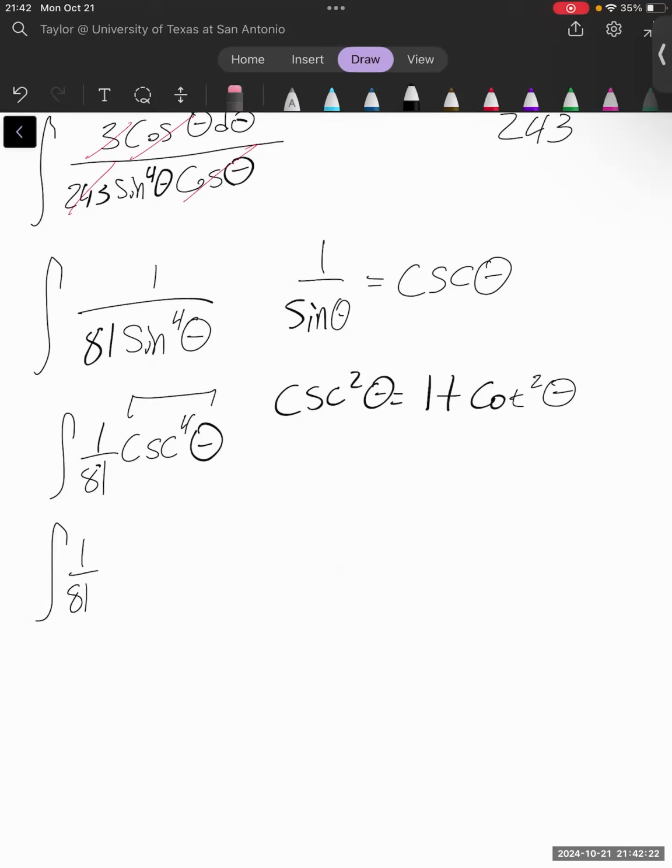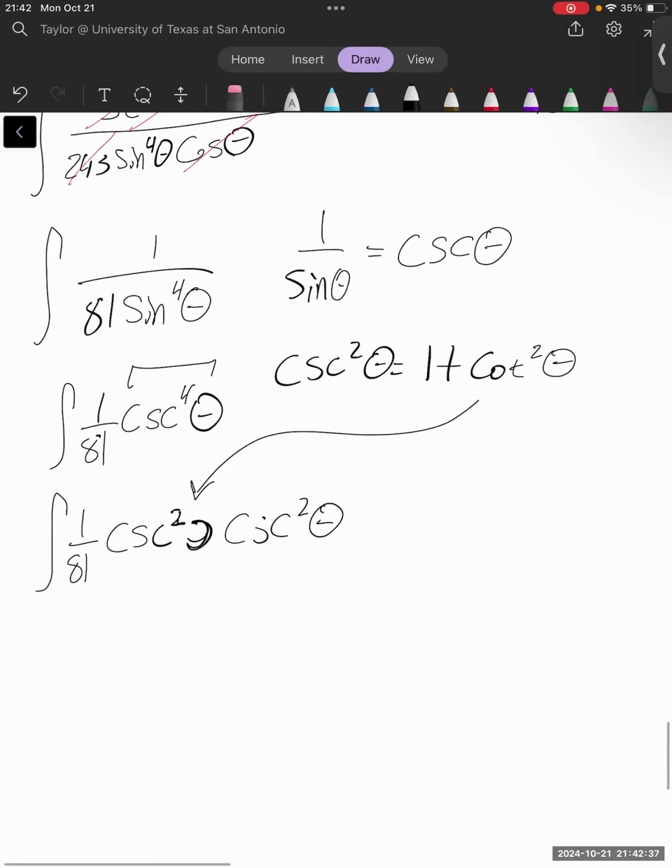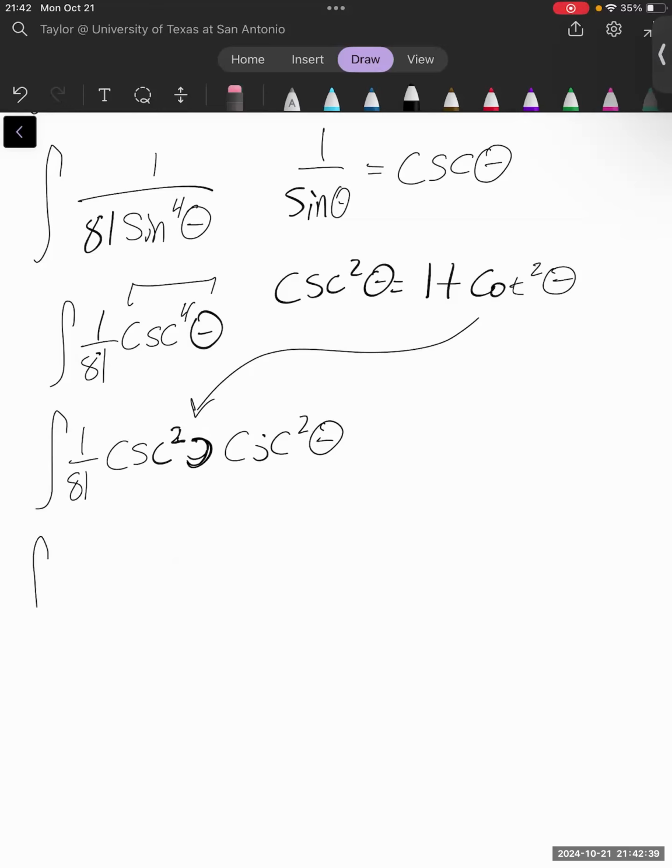And so what I'm going to do is just split this apart, giving me 1 over 81 cosecant squared theta times cosecant squared theta. I'm going to substitute one of these terms in as 1 plus cotangent squared. So then this gives me 1 over 81, 1 plus cotangent squared theta times cosecant squared theta.